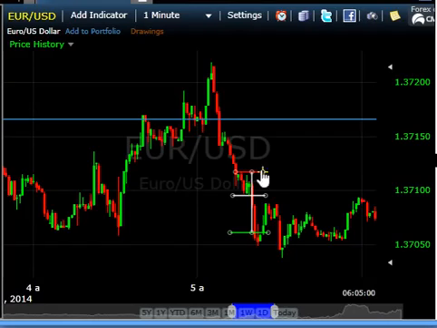And hopefully that helps you out with choosing expiries, as well as if you're trading traditional markets, stops, targets, entries, all that stuff. In the next video, we're going to look at the head and shoulders pattern.